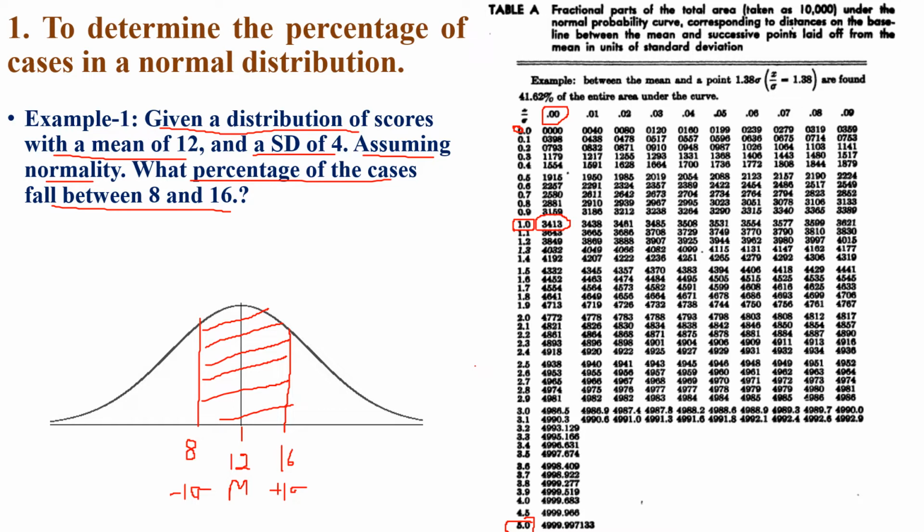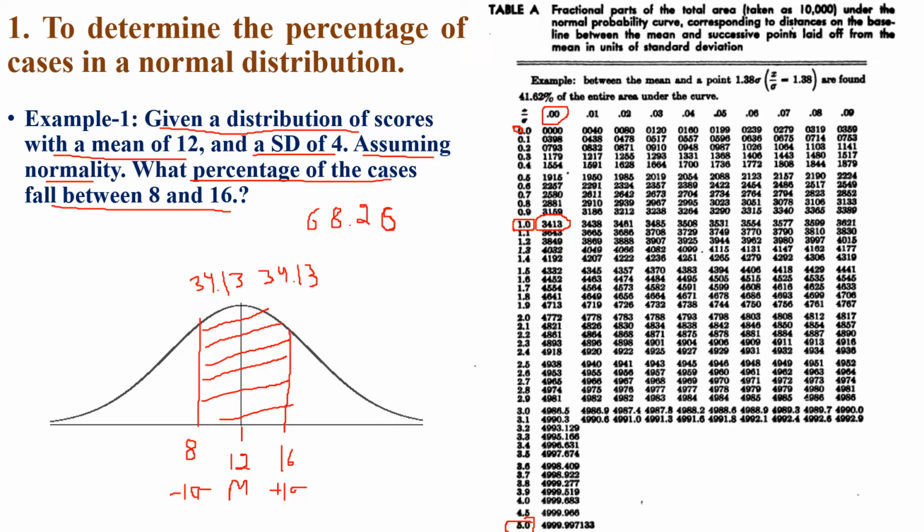So it means there are 34.13% of individuals on the first side and 34.13% of individuals on the second side. So the total is 68.26 percent of individuals that come in between the range of 8 to 16 in that score. This is the first application.